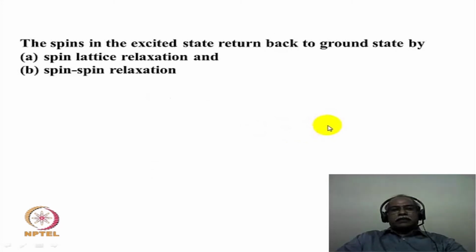Now, once the spins reach the excited state, they will have to come back to the ground state to attain the equilibrium population. This essentially happens by two mechanisms. One is the spin-lattice relaxation, where the excess energy is transferred out to the medium and the surroundings, which is the lattice in this particular case. Or it can also transfer the excess energy to another spin, which is known as the spin-spin relaxation. Essentially, these are the two mechanistic features by which an excited spin state can come back to the ground state in the case of NMR spectroscopy.